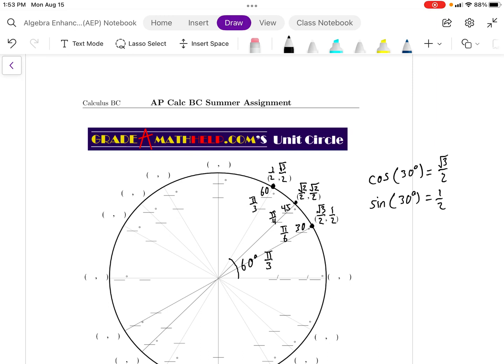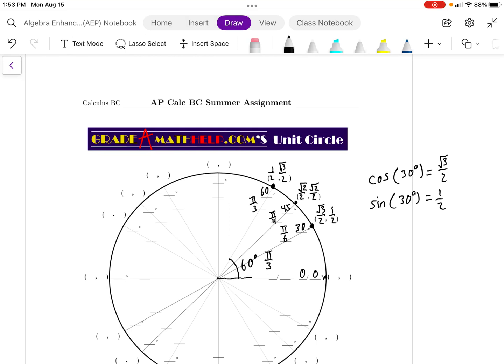Now, before I end this video, what I want to do is figure out what should be the appropriate values for 0 and 90 degrees. So this is going to be our 0 degree angle, which you could also just think of as 0 in radians. Now, we're just trying to figure out what is the coordinates of this point right here.